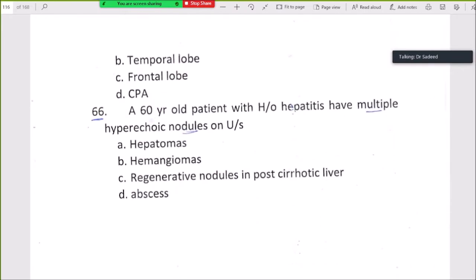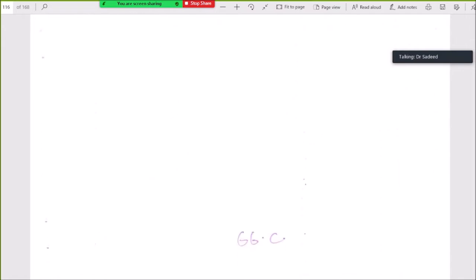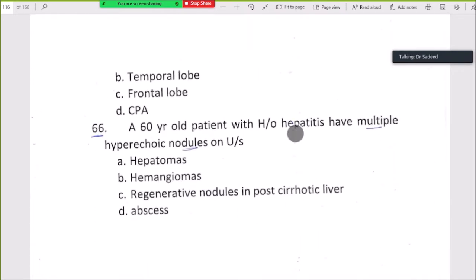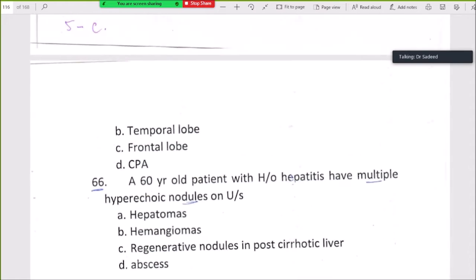Question 66. A 60-year-old patient with history of hepatitis having multiple hyperechoic nodules on ultrasound. Diagnosis is regenerative nodules in a post-cirrhotic liver.